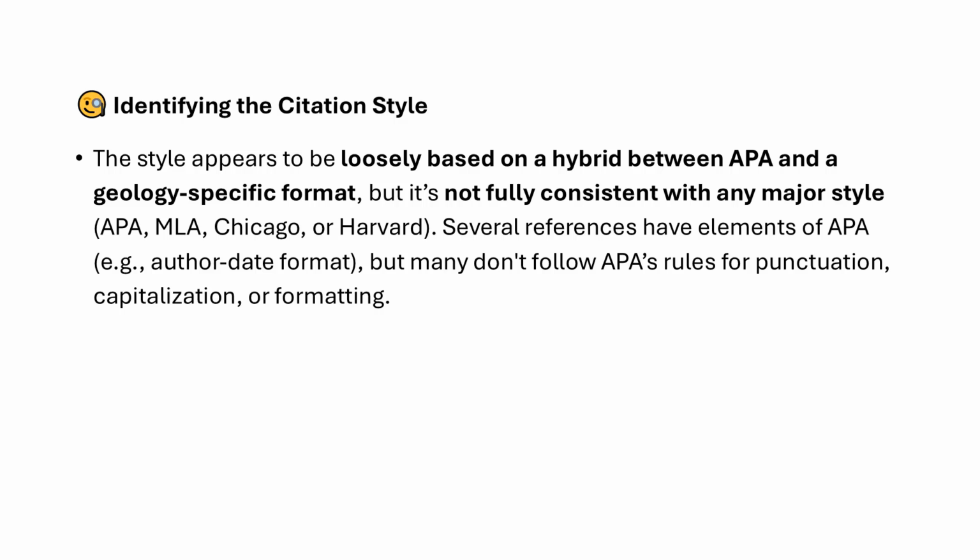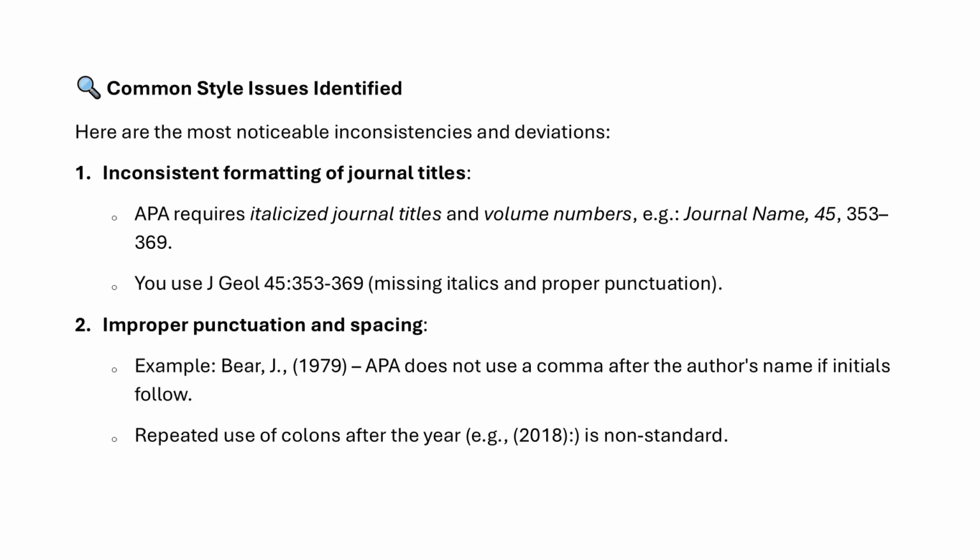Several references have elements of APA, e.g. author-date format, but many don't follow APA's rules on punctuation, capitalization, or formatting. The common style issues identified are inconsistent formatting of journal titles, and it says that APA requires italicized journal titles and volume numbers, and it says to the authors that you use GEOL 45, missing italics and proper punctuation.